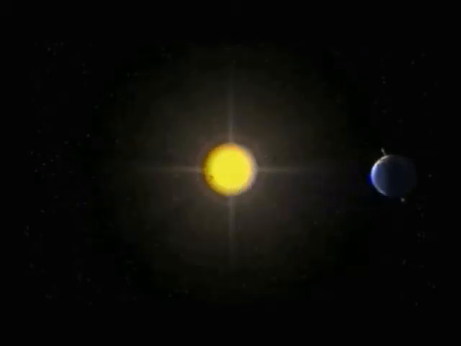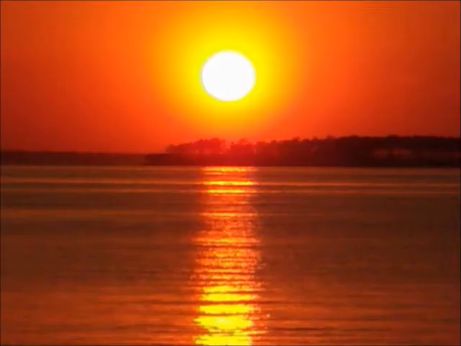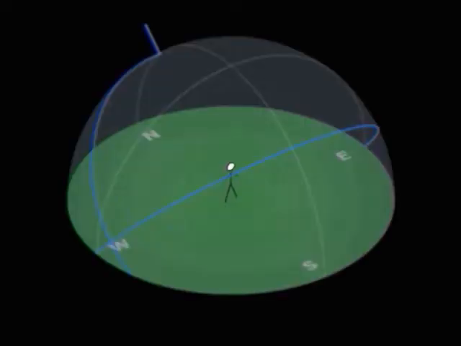And these objects include the sun, the moon, the stars, the planets, and anything else that is outside of Earth's atmosphere. Today we're going to consider just the most important celestial object in our sky, the sun. In order to understand the apparent motion of celestial objects like the sun, it helps to envision the sky as a dome with a person standing right in the middle.